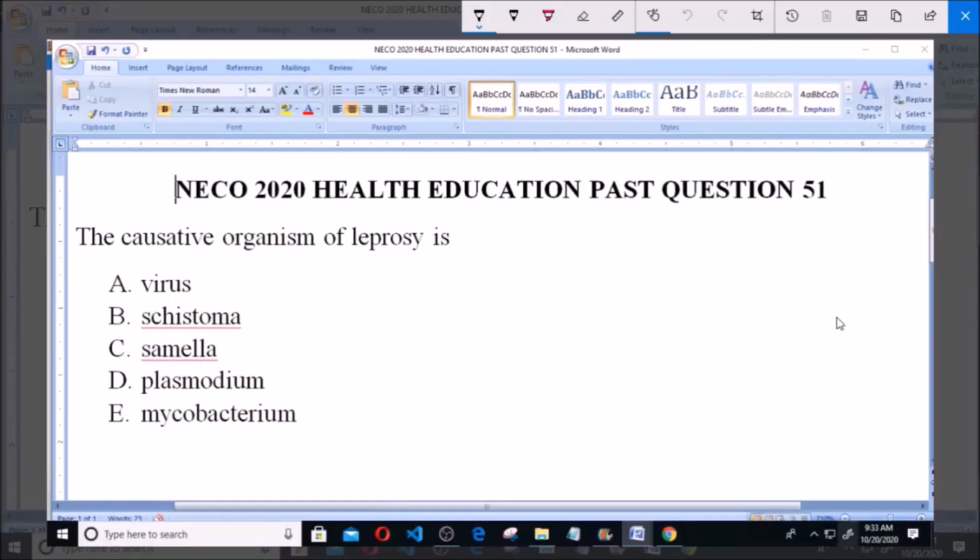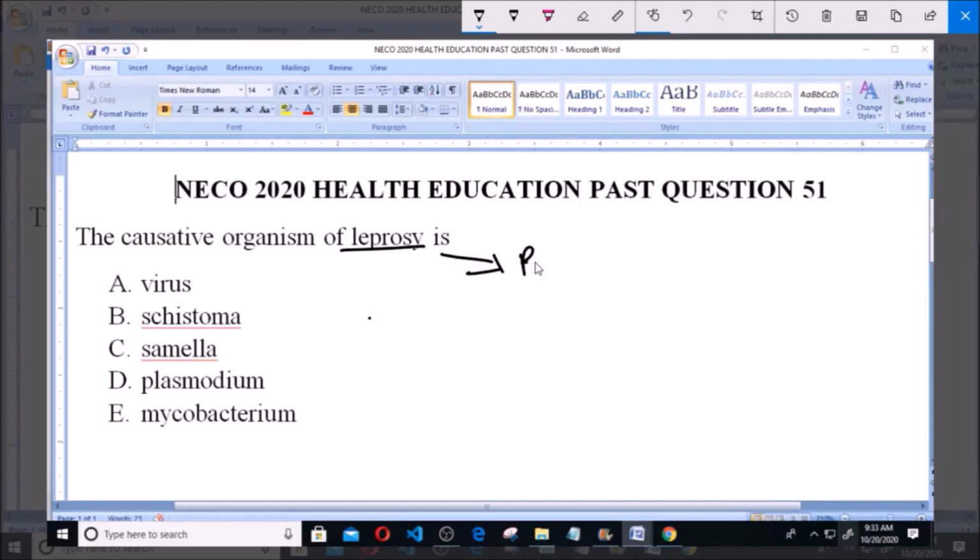Past question 51. The causative organism of leprosy is A. Virus, B. Schistoma, C. Salmonella, D. Plasmodium, and E. Mycobacterium. Now, leprosy, like we know, is caused by bacteria.